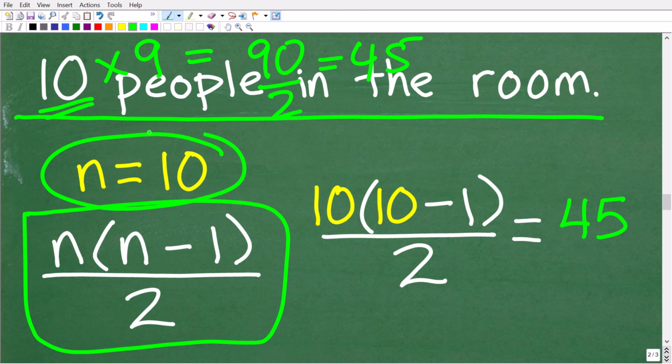Or we have n is equal to 10 in our formula. We can plug that 10 in for this n, and we'll end up with 10 times (10 minus 1), which of course is 9, all over 2. Of course, the final answer again is 45. All right, so hopefully you learned something about counting. And counting problems are fantastic. I mean, they're great little logic puzzles.